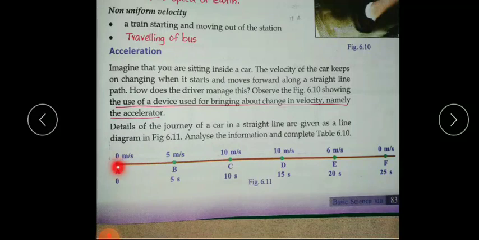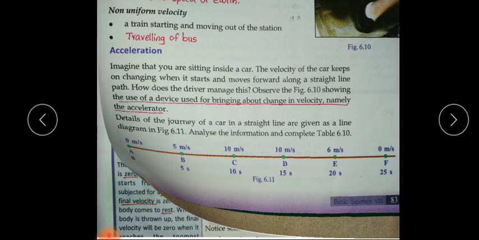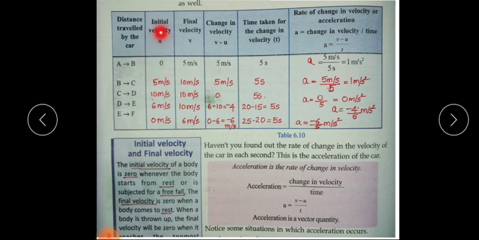So here you can see from A to B, A is the initial point and B is the final point, because we are considering A and B only. Therefore, A is the initial point and B is the final point. And what is the initial velocity at A? Yes, 0 meter per second. And the velocity at the final point is 5 meter per second. And the time at B is 5 seconds. So complete this table. Initial velocity is 0, final velocity is 5 meter per second.